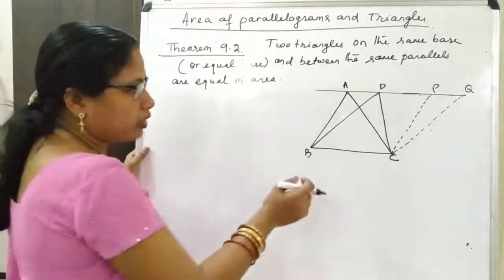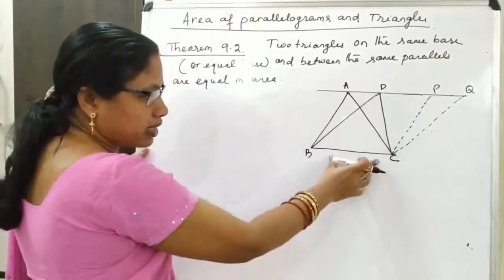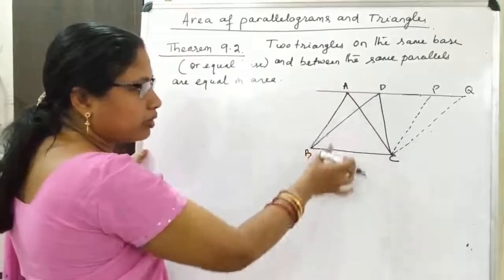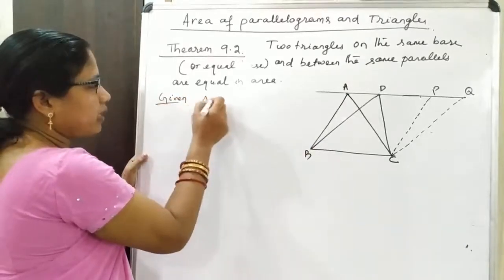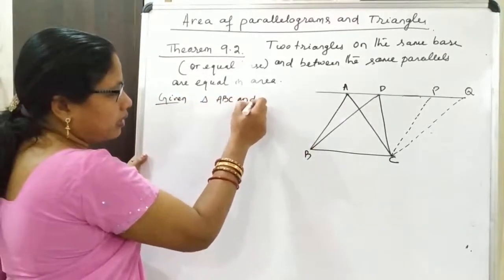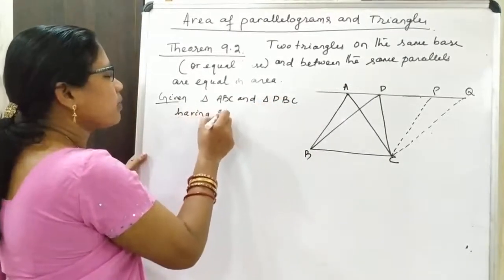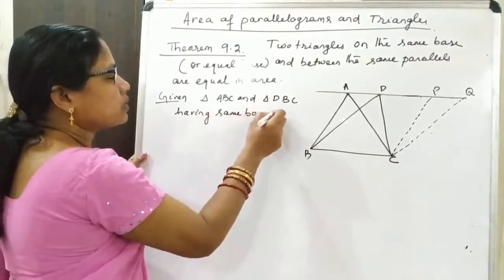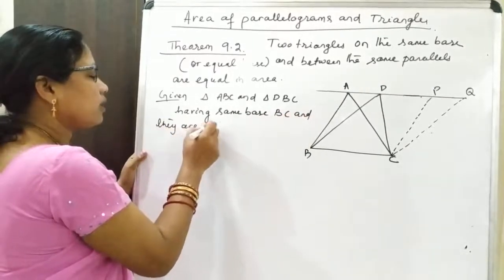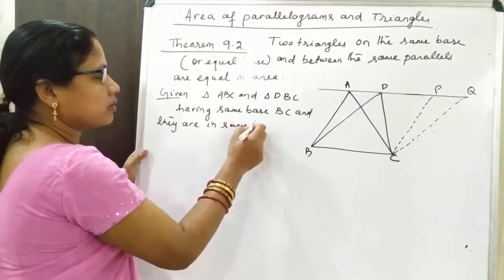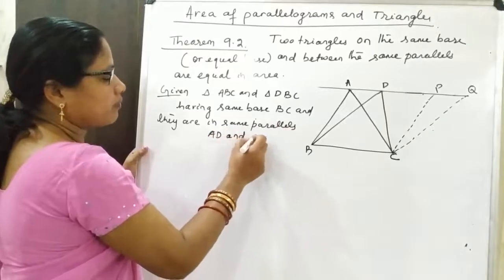So here I have taken two triangles ABC and DBC. These are two triangles having the same base BC and in between the parallels AD and BC. So given: triangle ABC and triangle DBC having the same base BC, and they are in between the same parallels AD and BC.